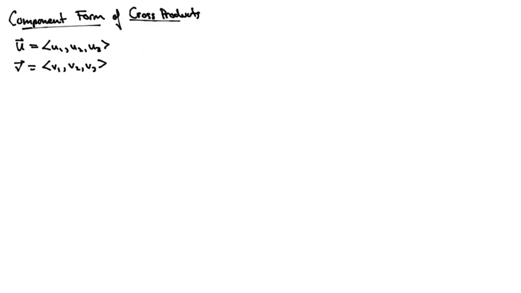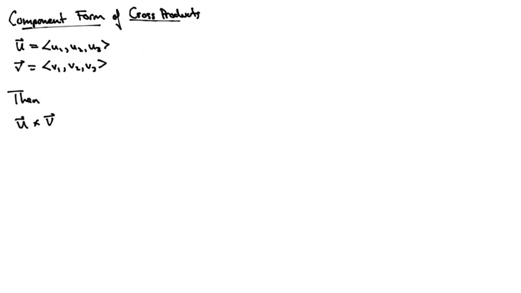In this video, we're going to discuss how to compute cross products just in terms of the components of the vectors that you're starting with. So if I have u is a vector in 3D whose components are u1 through u3, and similarly for v, how do I just get at it and compute the cross product of u cross v?